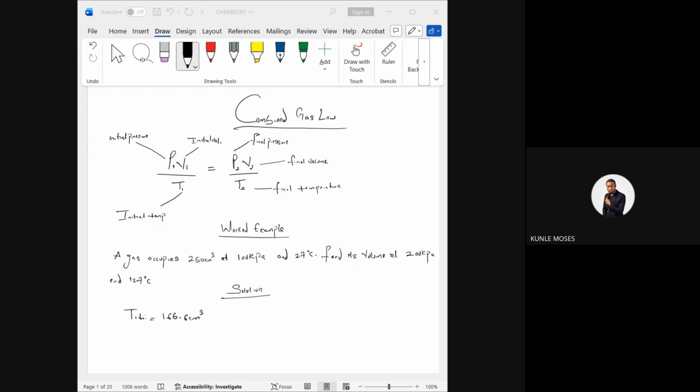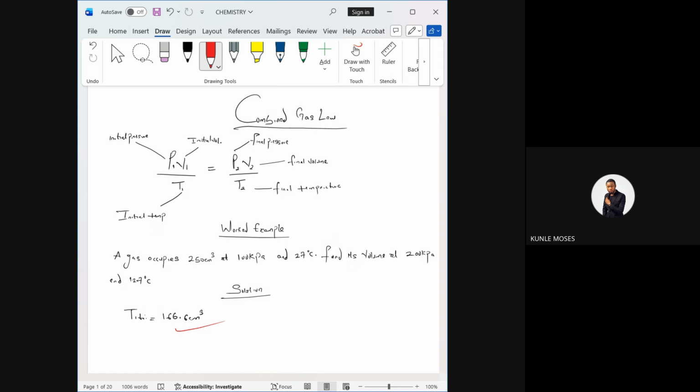Is there anyone here that does not understand how to do that? Justice is solving. Okay, so let me give you 2 minutes. Justice, Alpha, solve it. So this is the answer. It's 166.67 centimeter cube. Titi, Gift, you all got it.